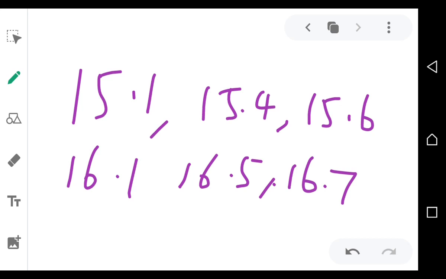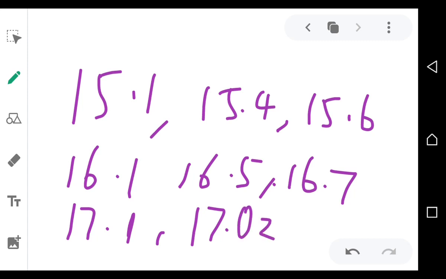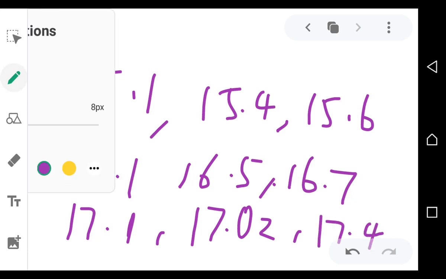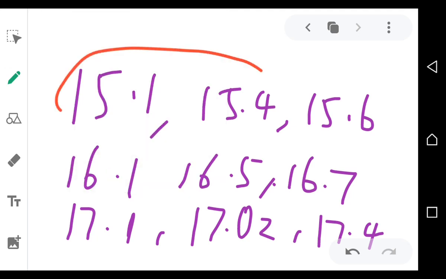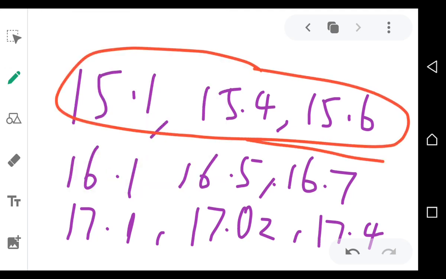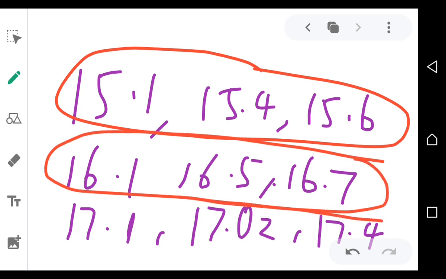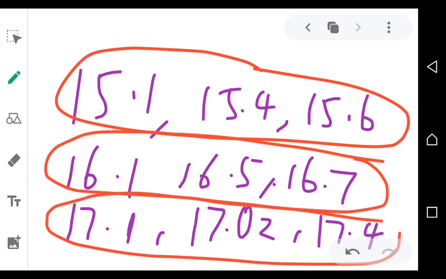If you are choosing 17, for example, you can say 17.1, comma 17.02. It's up to you, but the numbers should be closer. 17.4. So you can pick any of these titrations. If you want, you can use these ones, or you can use these ones down. It doesn't matter what you use when you're labeling that table.